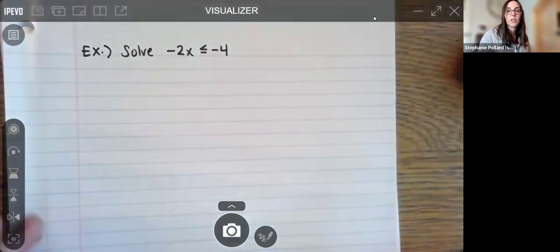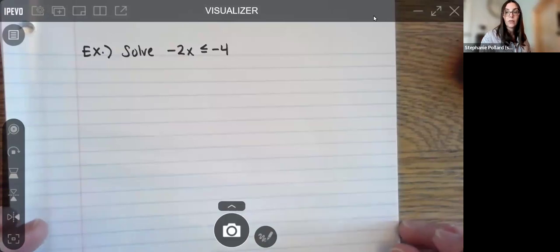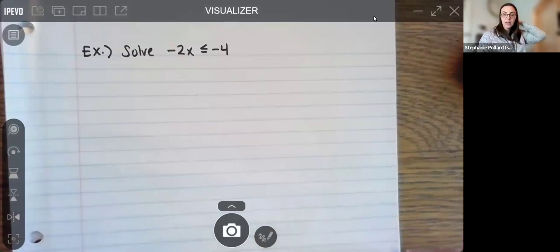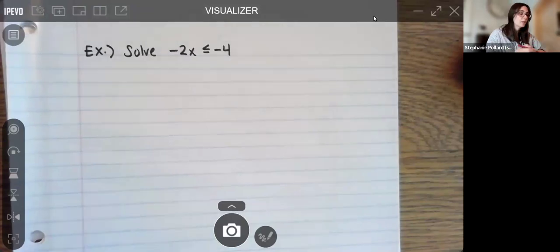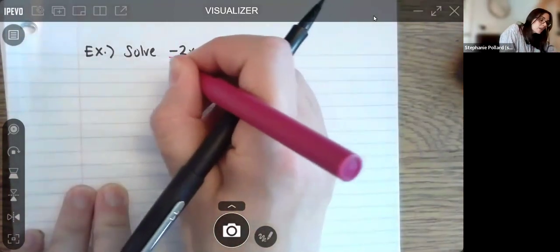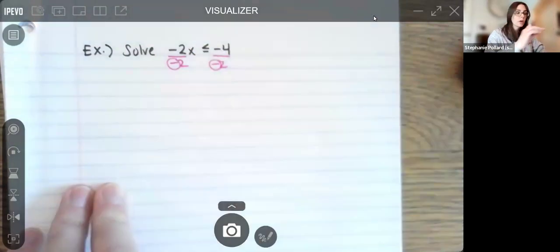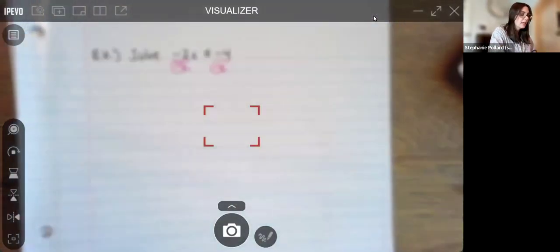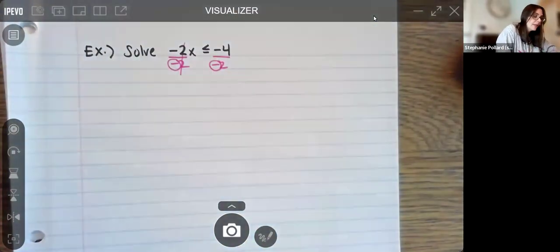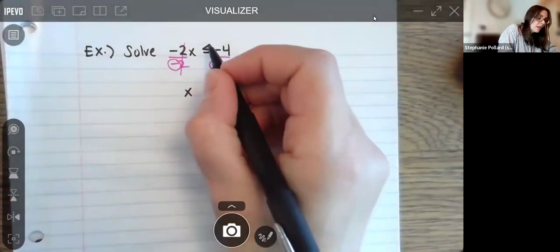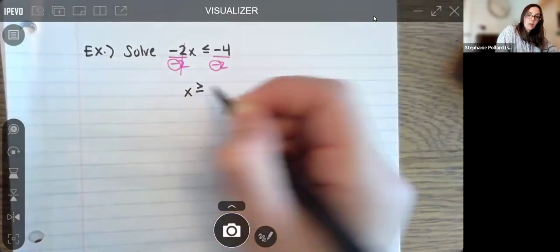All right, solve negative 2x is less than or equal to negative 4. So in this example here, again, I don't see parentheses or fractions or anything like that. There's no adding or subtracting. The only thing I need to do is divide both sides by negative 2. Now here, I actually am dividing by a negative, right? The negative is on the bottom. That's what I'm looking for. So in that case, I am going to need to flip that sign. So instead of less than or equal to, it's going to change to greater than or equal to.